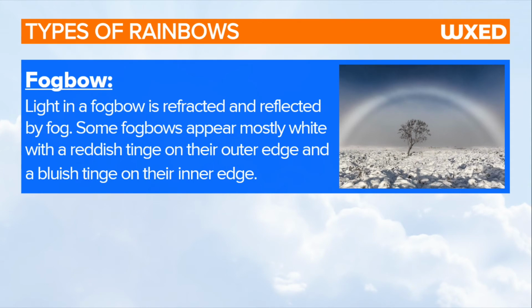Moving on to our second to last type of rainbow, we have our fog bow. Light in a fog bow is refracted and reflected by fog. Some fog bows appear mostly white, as you can see in the picture, with a reddish tinge on their outer edge and a bluish tinge on their inner edge. Isn't it amazing? You can have a rainbow that doesn't even have any color to it.